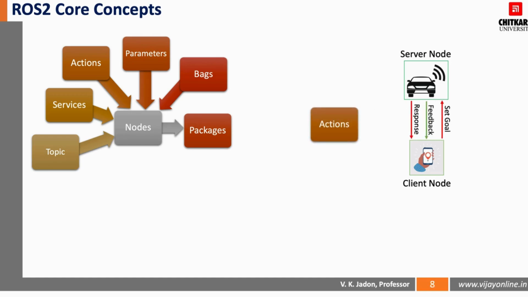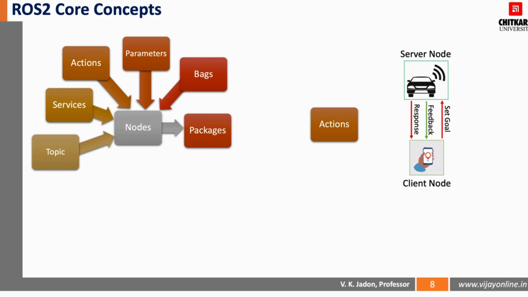And actions are similar to services, but more like an ongoing conversation. When a task takes a long time to complete, such as moving a robot to a distant point, an action allows you to receive feedback and cancel the task if needed. But that is not possible in a service.